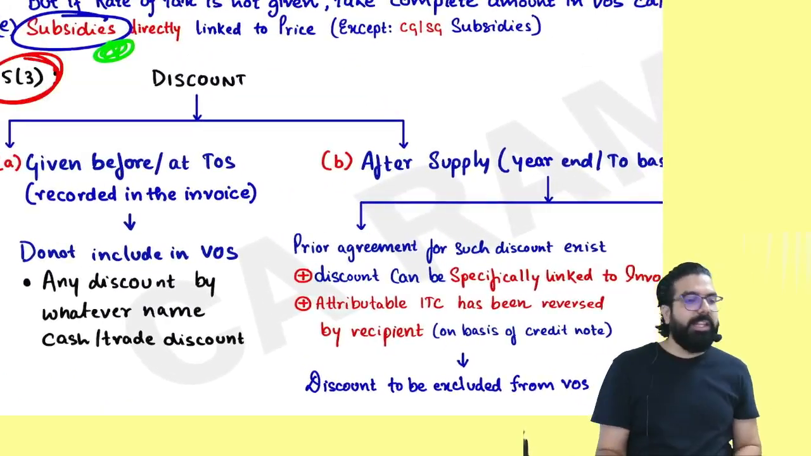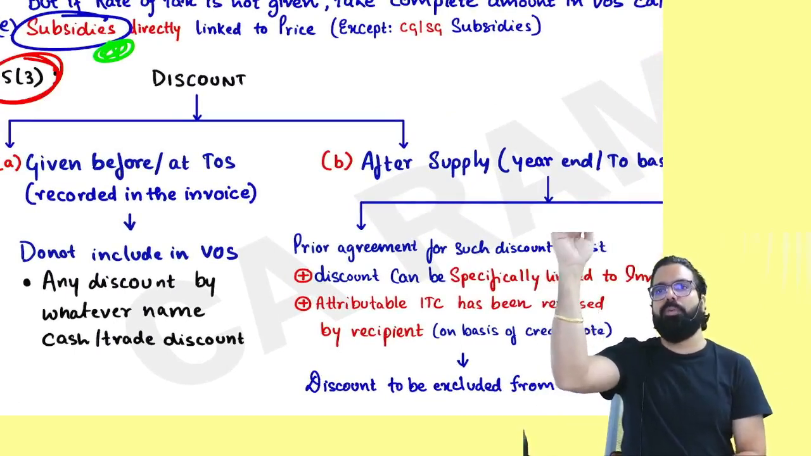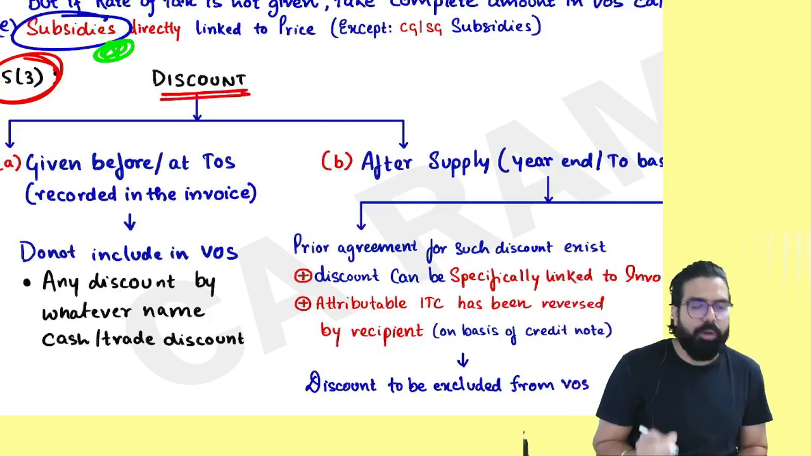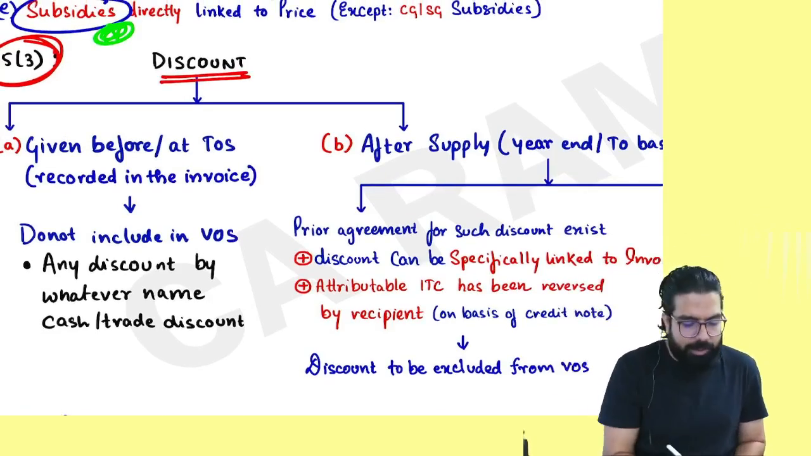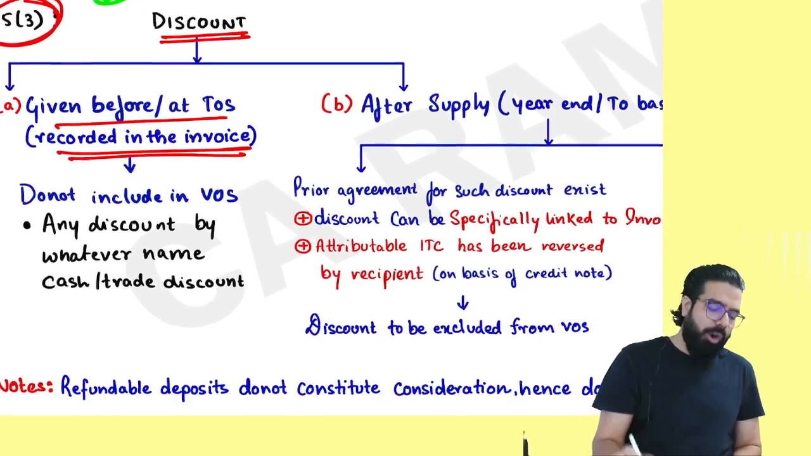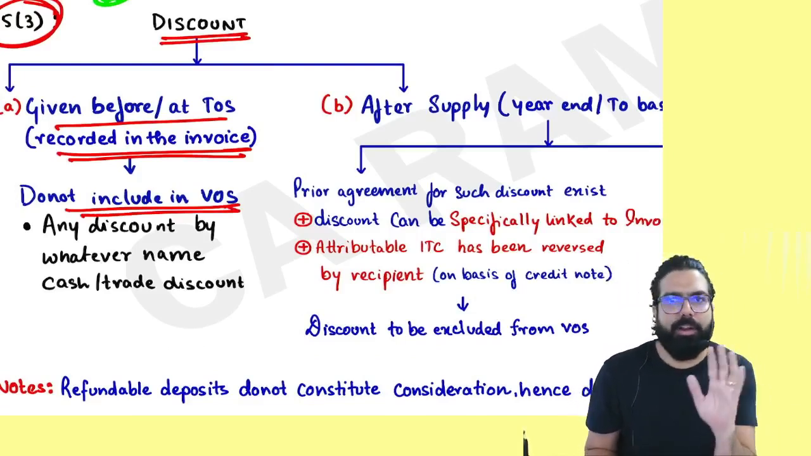Section 15.3 talks about discount; 15.1 was transaction value and 15.2 was topics. Always remember one thing: if discount is given before or at the time of supply and it is recorded in the invoice, the discount has to be excluded from the value of supply. You will never include that discount.